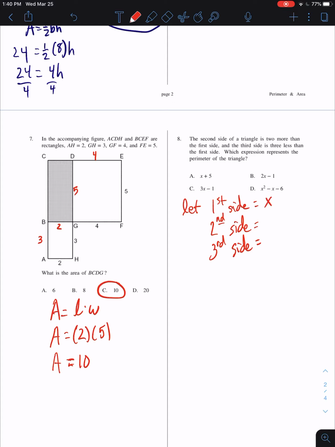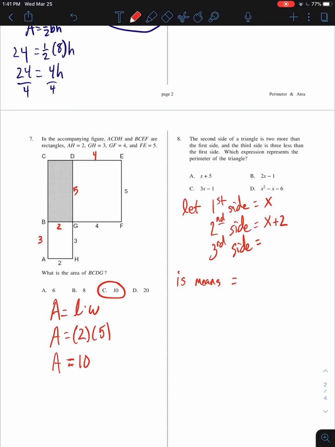So we're going to let our first side be x. Now, why did I pick x? Well, I noticed that the answer choices all have x's in them, so I think that's a good choice for my variable. The second side is, remember in math, is means equals. So the second side is 2 more than the first side, so x plus 2.